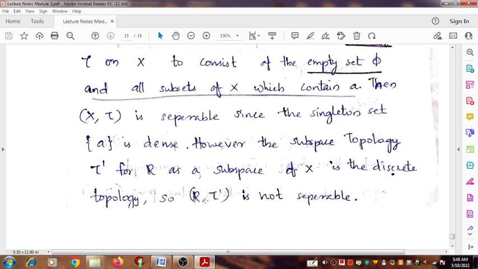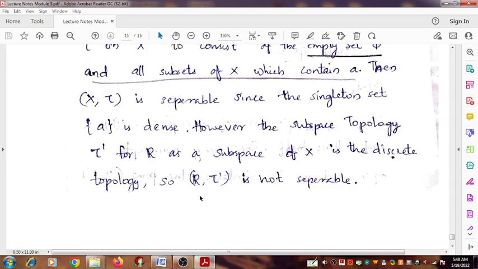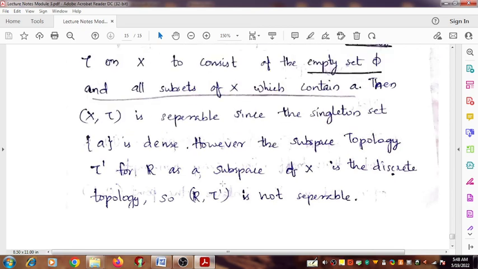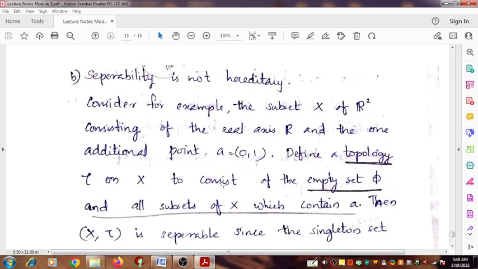Therefore, the subspace R with the subspace topology top prime is not separable. There's a correction: it is not R top prime, that's the subspace we have to state. So that is the example which shows that separability is not a hereditary property. Okay, thank you.